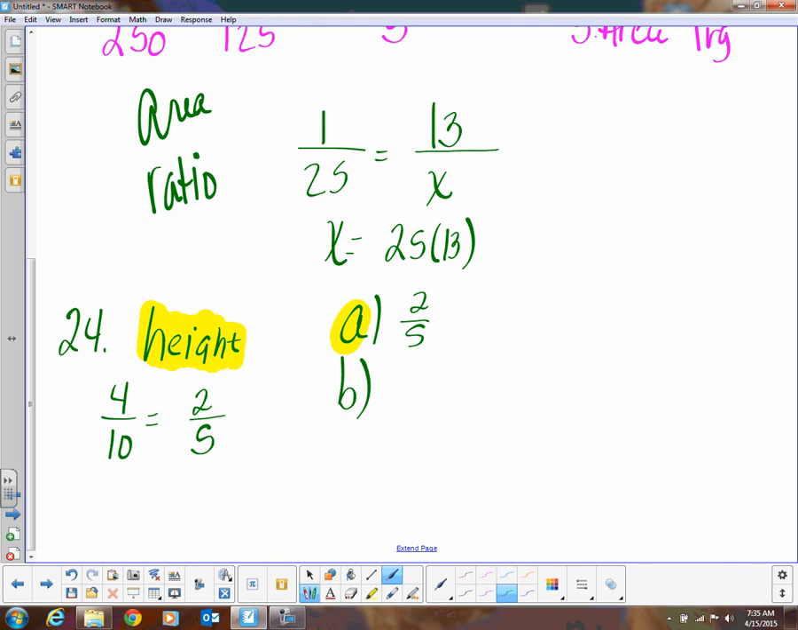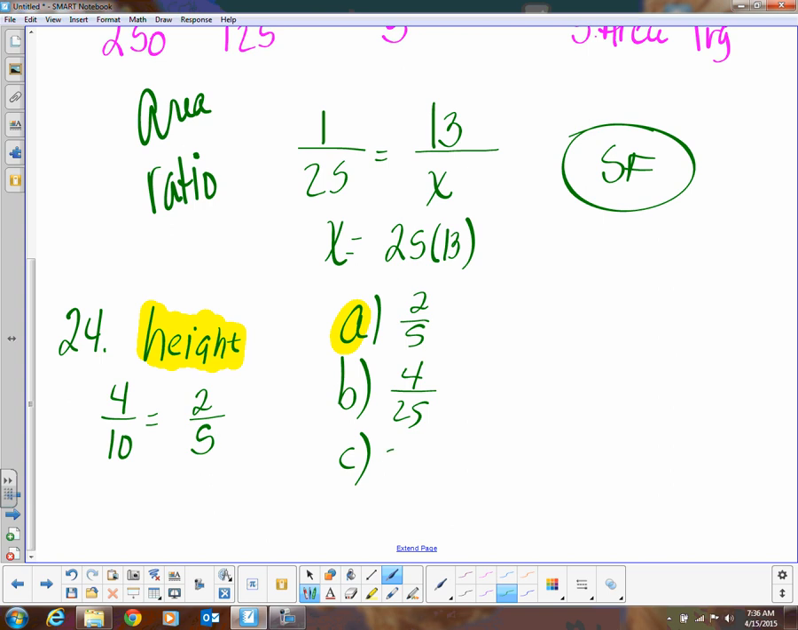What do you do? Square it. What's 2 times 2? What's 5 times 5? Okay, C. What is the ratio of their volumes? What do you do? Cube. We always cube, we always square. It's all about scale factor. Okay, it's always scale factor.